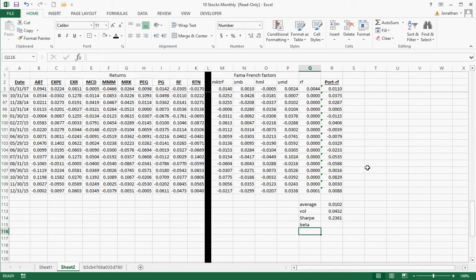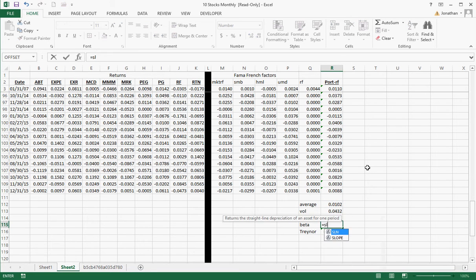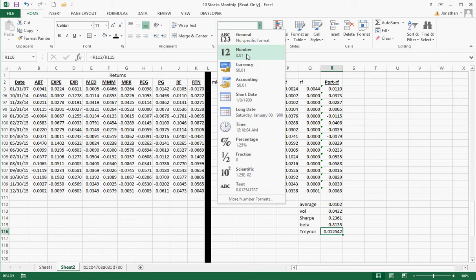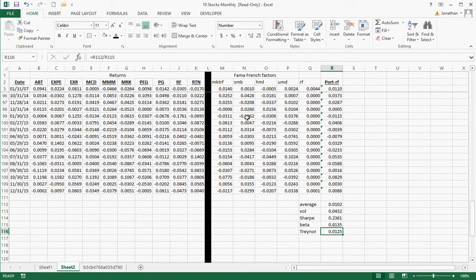To do Treynor, we need to have the beta, because the Treynor is just equal to the average divided by the beta. Well, what's beta? Beta is the slope. So for the slope, we have the y's first. The y's are the portfolio. So right here, period, control down, comma, and the x's are the market. Right there, period, control down, and that's your beta. And then the Treynor measure right there.